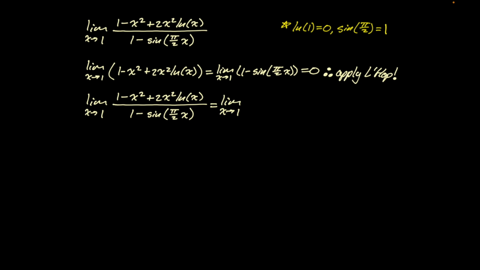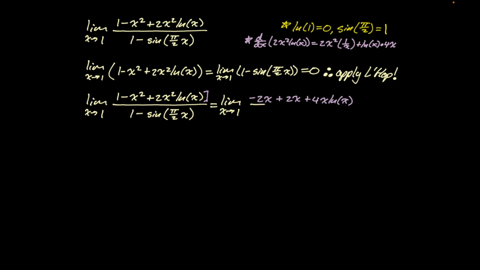Derivative of the numerator is going to give us negative 2x, and then plus, we're doing the product rule: 2x squared times 1 over x is plus 2x, and then you have second, which is natural log of x, times derivative of first, so that's going to be 4x natural log of x. And if you're not sure or didn't follow that, I just found the derivative of 2x squared natural log of x using the product rule.